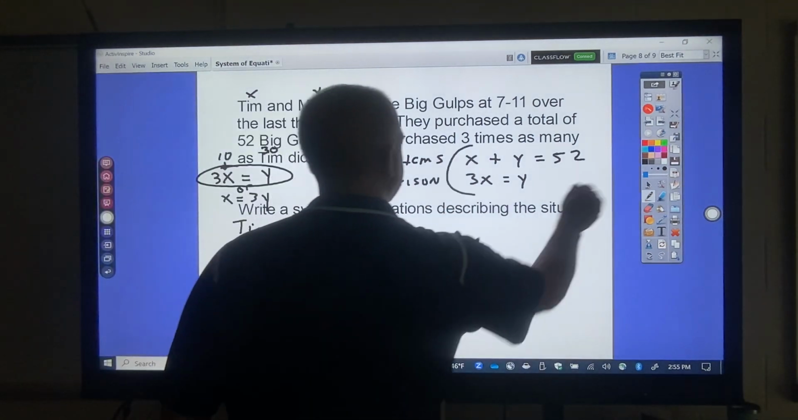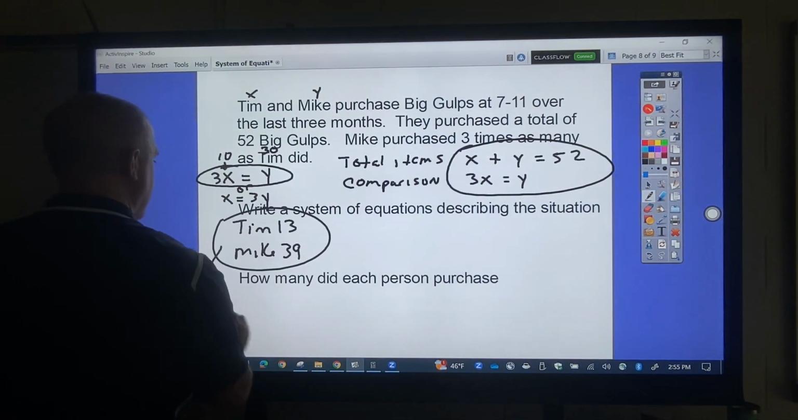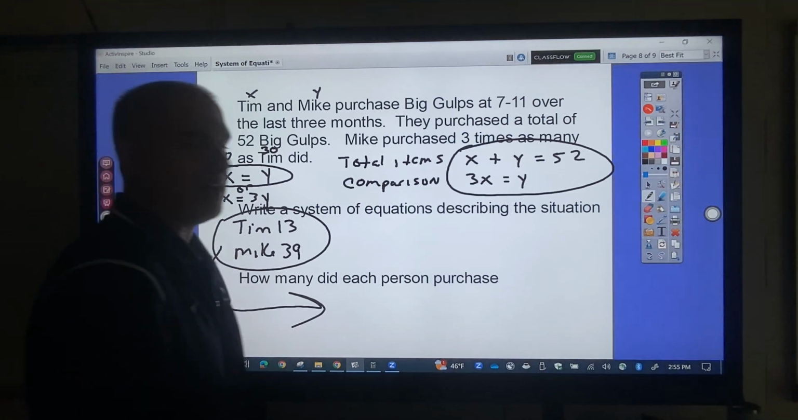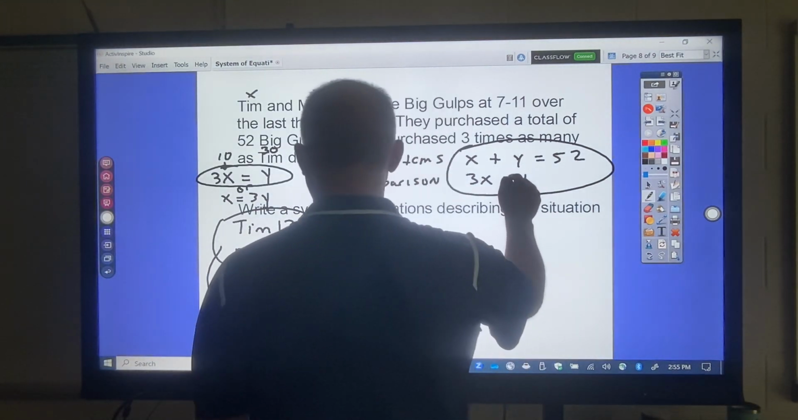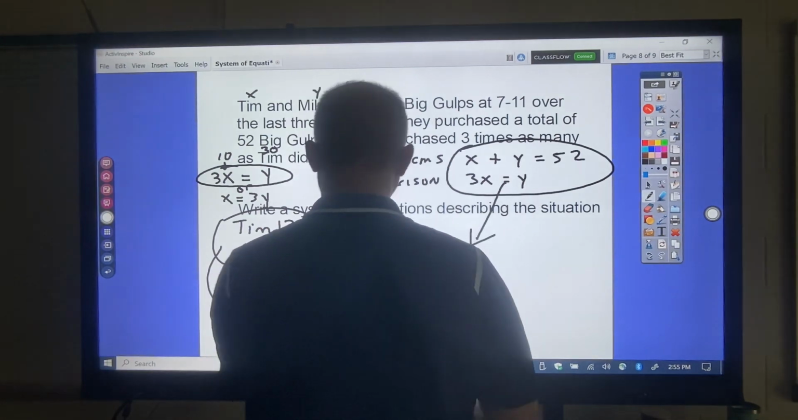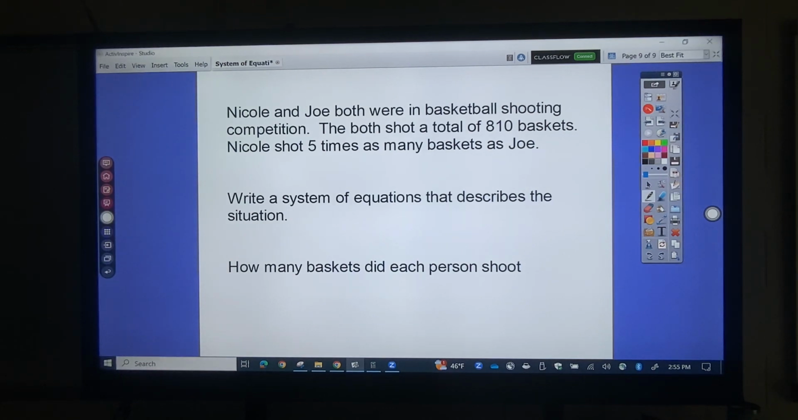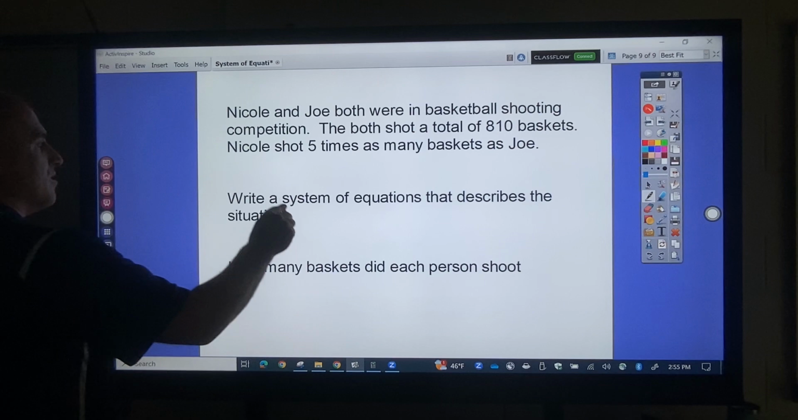Okay, so here's my system. And then here is how many of each they purchased, okay? So I'm sorry, I screwed up the lines a little bit there. So this is the system, okay? I want that in this area, that in this one, all right? It says Nicole and Joe were in a basketball shooting competition. They both shot a total of 800 baskets.